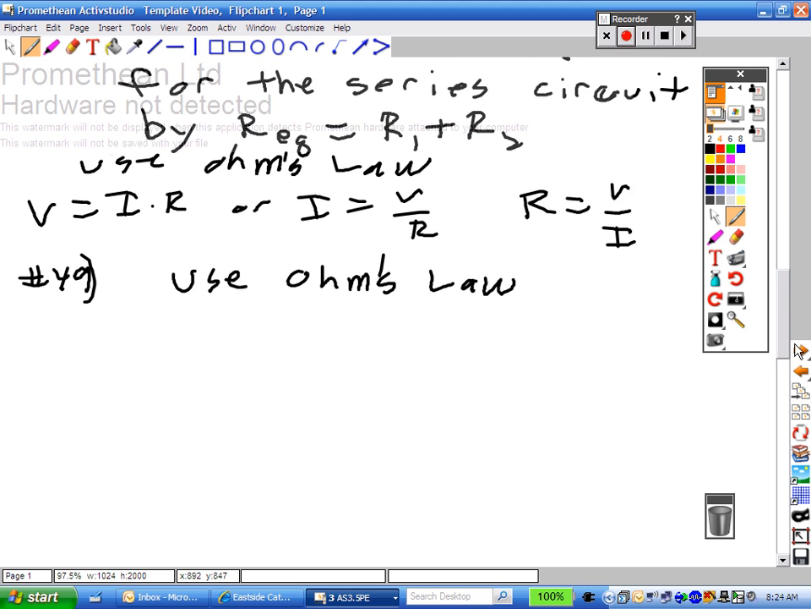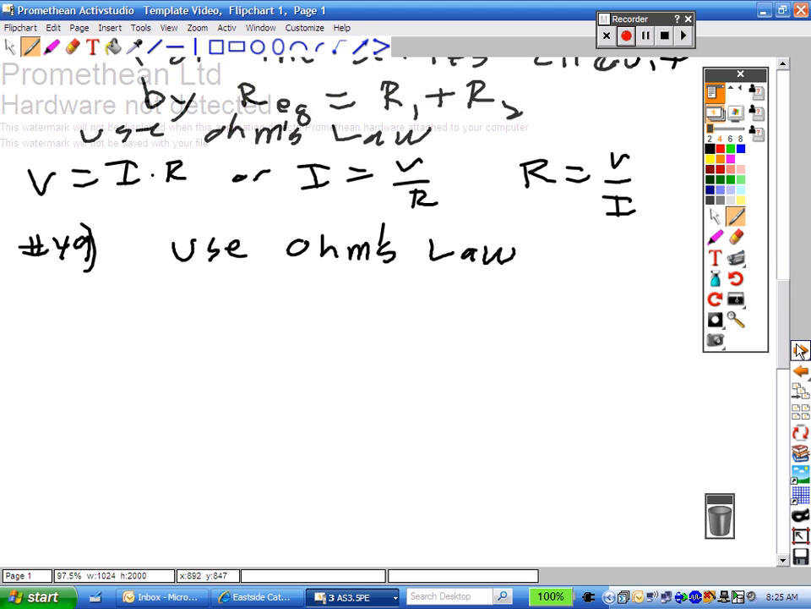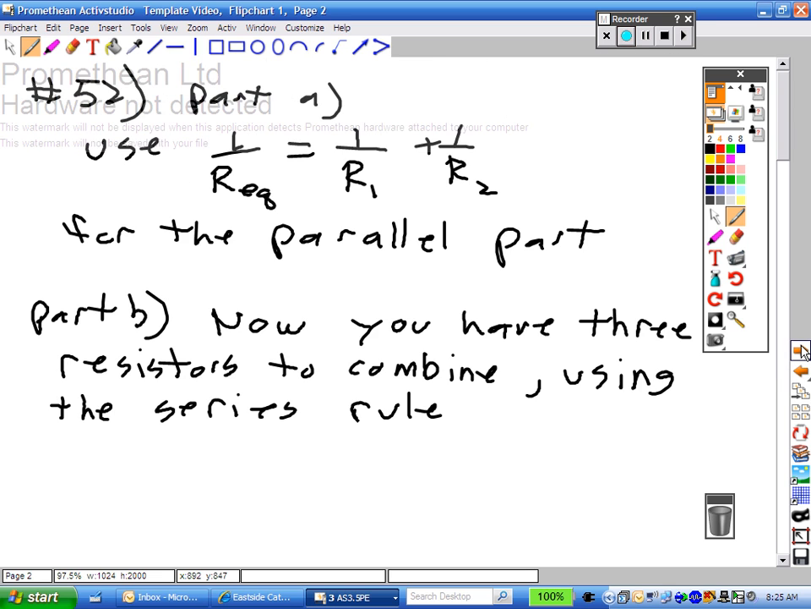Let's jump down to number 49. Number 49, all I have to give you as a hint is to use Ohm's law, like we just talked about. Should help you a lot. Let's go now to a more complicated question, number 52.